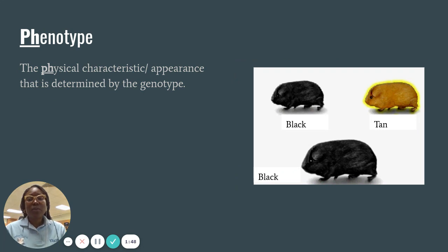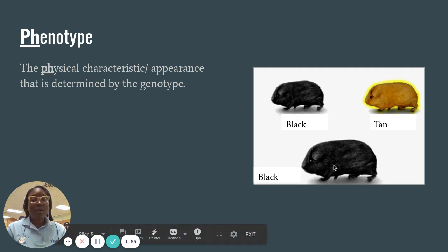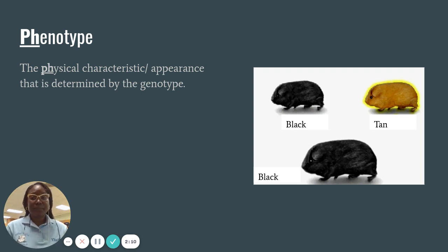Phenotype are those physical characteristics, so the traits we just talked about. A phenotype in this picture will be black here, and the physical trait we can see for this one is tan. So phenotype is talking about the physical characteristic that we can see with our eyes, which is determined by the genotype. We're going to learn genotype in a moment. Underline ph here, because phenotype starts with ph, and physical characteristic or appearance begins with ph. That's an easy way to remember that.